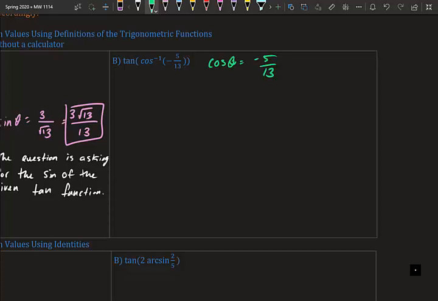And since it's negative, we're working in quadrant 2. Remember, when cosine is negative, you're working in Q2. So let's draw Q2, and our angle coming out of that. Let's finish our triangle.